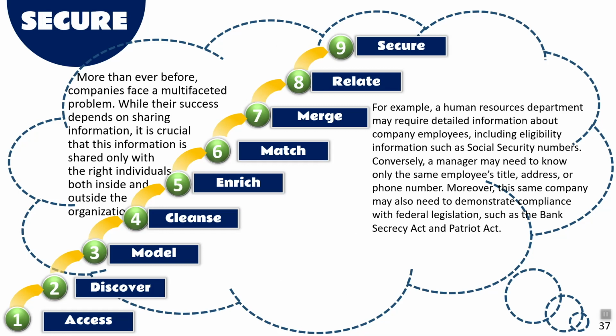For instance, a human resources department may require detailed information about company employees, including eligibility information such as the SSN number. A manager needs to know only the employee's title, address, or phone number. Moreover, this same company may also need to demonstrate compliance with federal regulations such as the Bank Secrecy Act and Patriot Act.